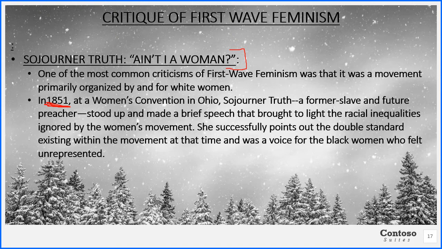She stood up in front of this women's convention in Ohio, which was primarily white women, and she made a brief speech that brought to light all these racial inequalities that were being ignored by the women's movement, that they were leaving out African American women. When they talked about the experience of women in the United States, they weren't really speaking to the daily experience of African American women. So she successfully pointed out this double standard that existed within the movement and was a voice for Black women who felt unrepresented.